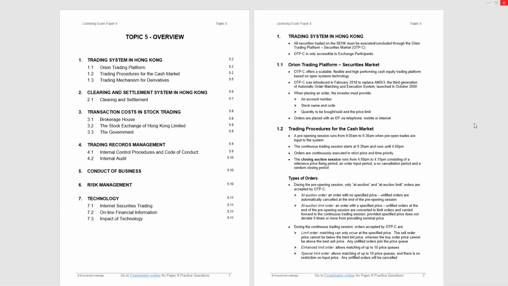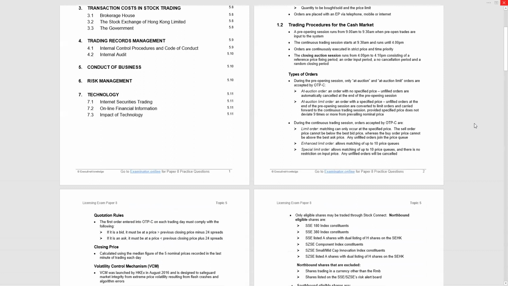Now, the type of questions that are looking at the orders, they'll say which orders go in during the pre-opening session or during the continuous trading session, and they're looking for understanding of which orders go through which sessions.